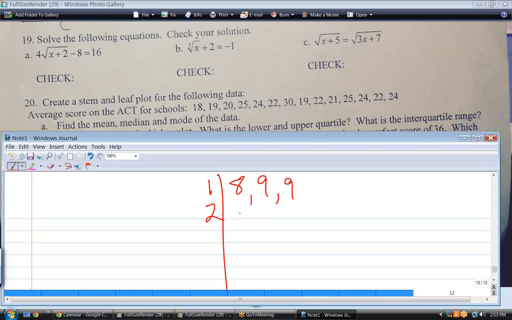Well, tell me what I should write here. There's a 20 for sure. What else? 22. No, 21. Let's put them in order. 21. So there's 1 21. How many 22s are there? 3. So there's 2, 2, 2. What's next? Are there any 23s? No. How many 24s? There's 3.